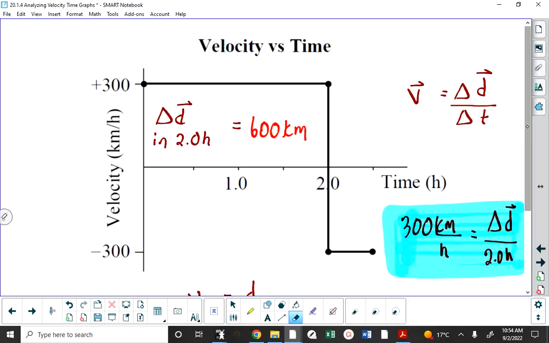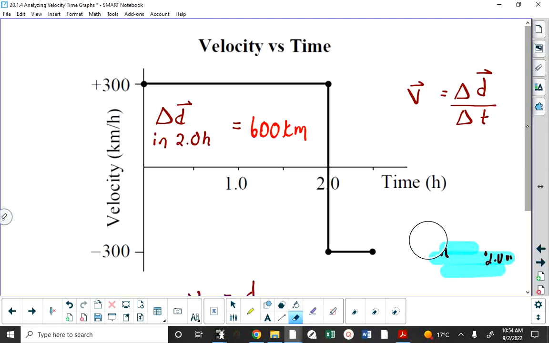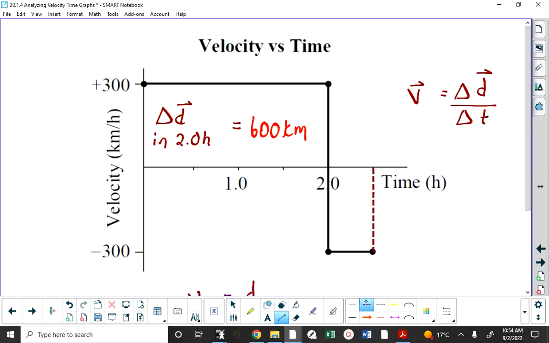Can you do me a favor, please? I think I can get rid of that, and find how far it travels in this 1 hour. It's not a difficult calculation. Or is it a half hour? It's a half hour.